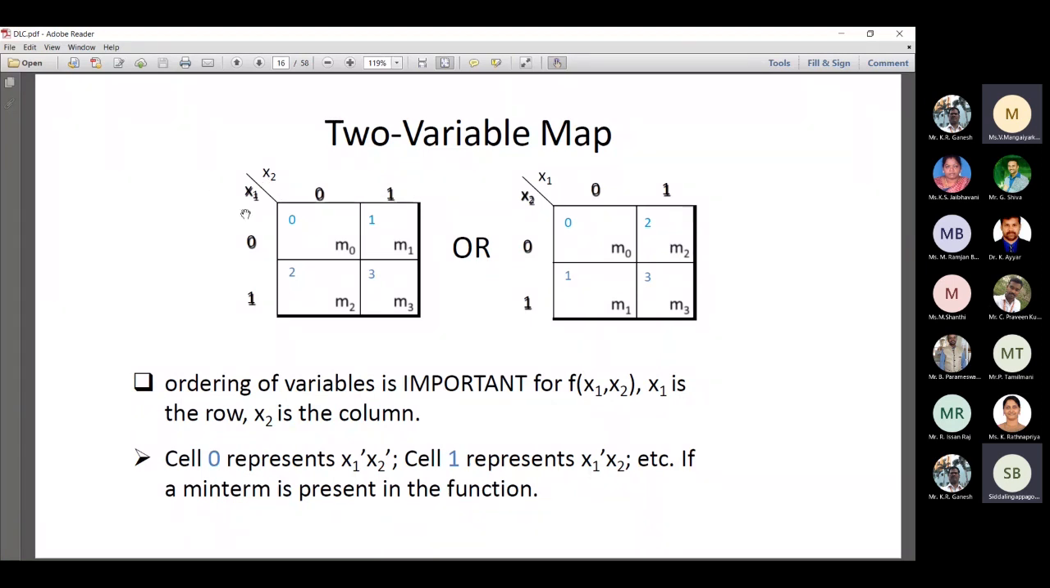So it all depends upon this, right? If you write the first variable here and the second variable here, you can write this in terms of row wise 0, 1, 2, 3, right? If you change this position, x2 and x1, then you should write 0, 1, 2, 3, meaning you should read by column. Here you should read by row. So this is M0, this is M1, M2, M3. This is the name of the cell, and this is the number assigned to the cell, right?